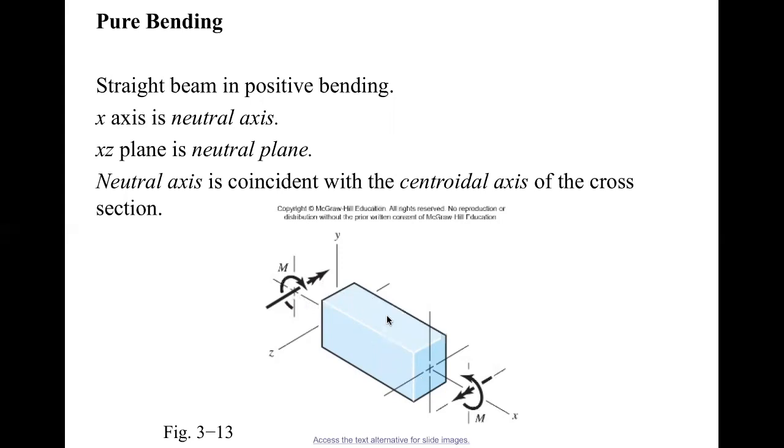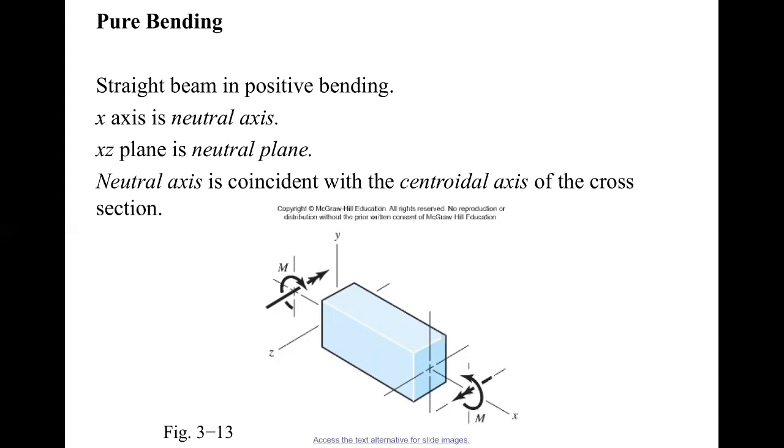So under this bending moment, if you cut this beam, what is the reaction bending moment? If you cut this beam here, the reaction bending moment will be the same, M, but it goes in the opposite direction. If you cut this beam at different locations, the reaction bending moment is M, it's constant. So this is pure bending. For pure bending, the beam is subject to constant bending moments.